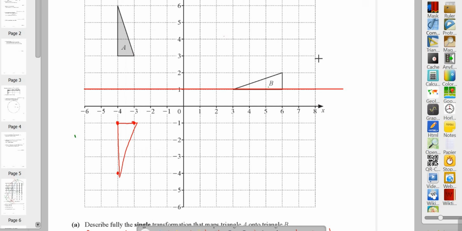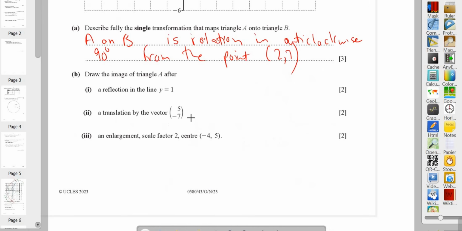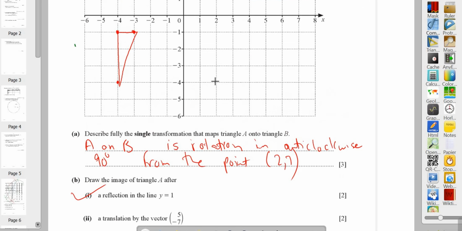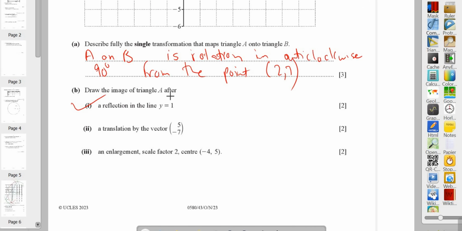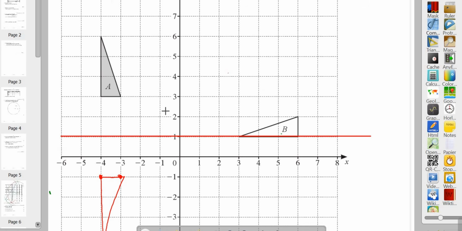That's how you have to do this question. So we are done with this. Next, a translation by the vector 5, -7. Okay, so look guys, it says draw the image of triangle A after a translation by 5, -7. This means move x 5 places right, move y 7 places down.